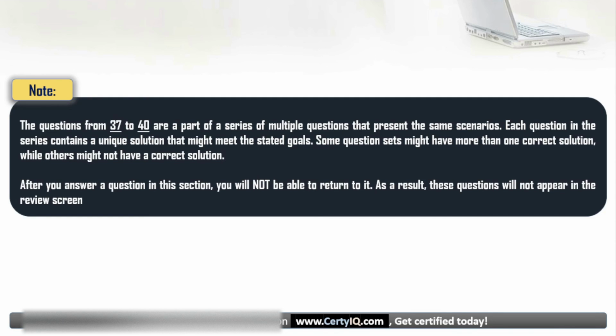Note, the questions from 37 to 40 are a part of a series of multiple questions that present the same scenario. Each question in the series contains a unique solution that might meet the stated goals. Some question sets might have more than one correct solution, while others might not have a correct solution. After you answer a question in this section, you will not be able to return to it. As a result, these questions will not appear in the review screen.